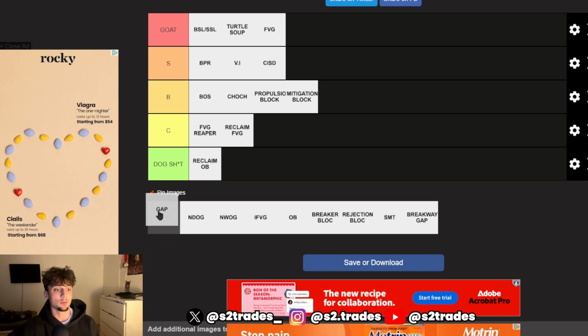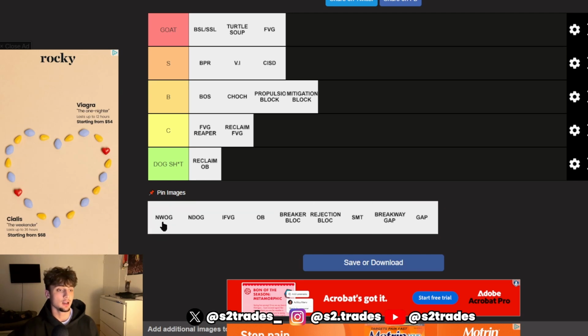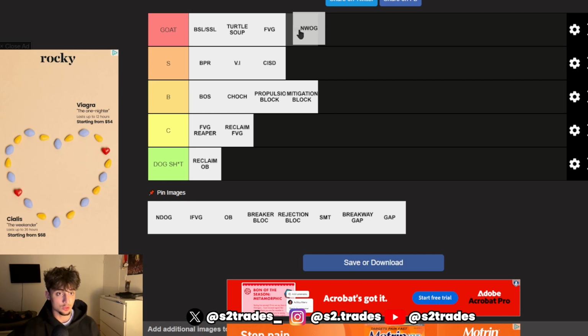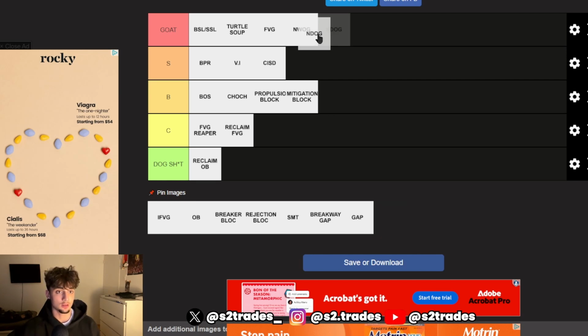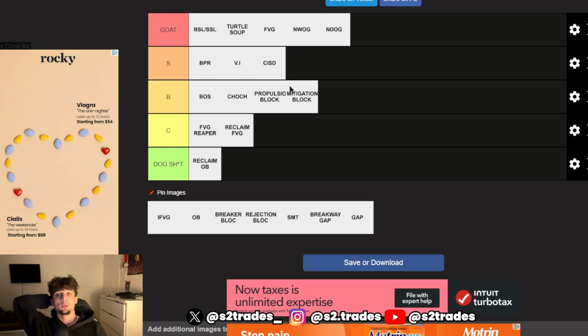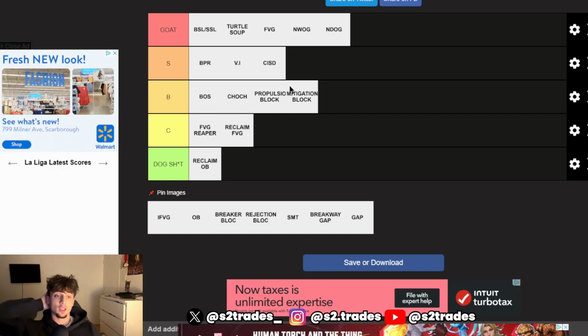Now a gap in the market, here's the thing, I'll keep gap for later on. I have to decide, but new week opening gaps and new day opening gaps, those both go in GOAT, because when you have new day opening gaps and new week opening gaps on your chart, it's easier to tell which way the market is swinging towards.